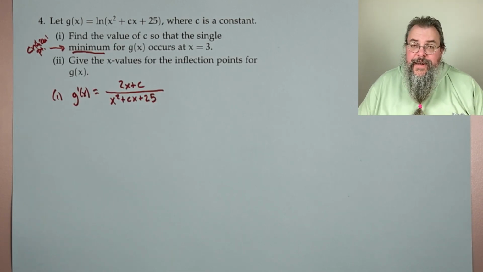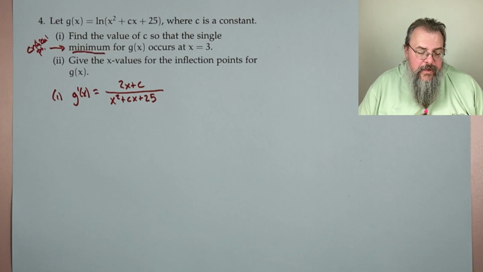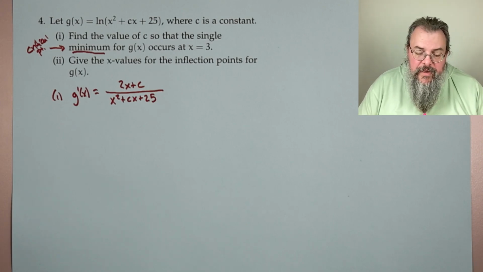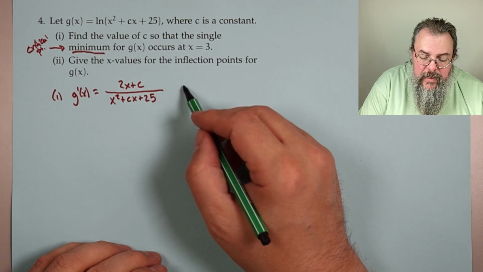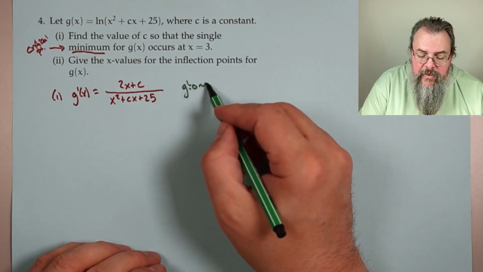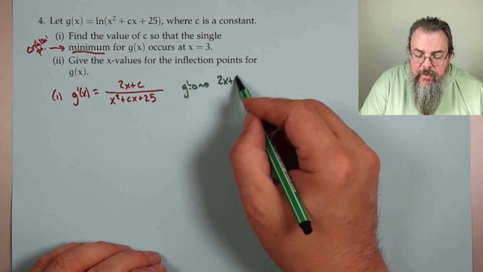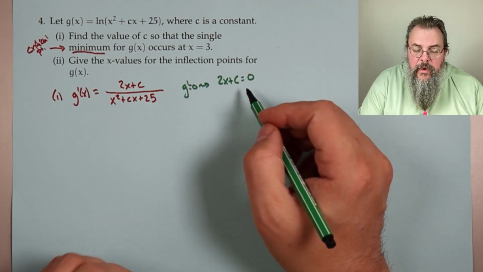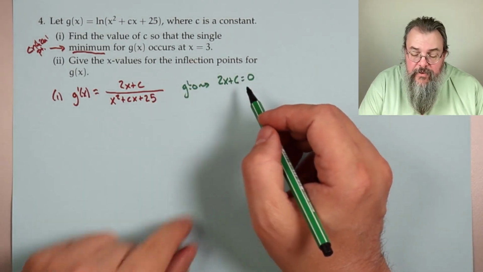Okay, so that's an idea. So we say, well, if we want g prime to be 0, then what that tells us is that we need the numerator 2x plus c equals 0. Well, we want g prime to be 0 at x equals 3.